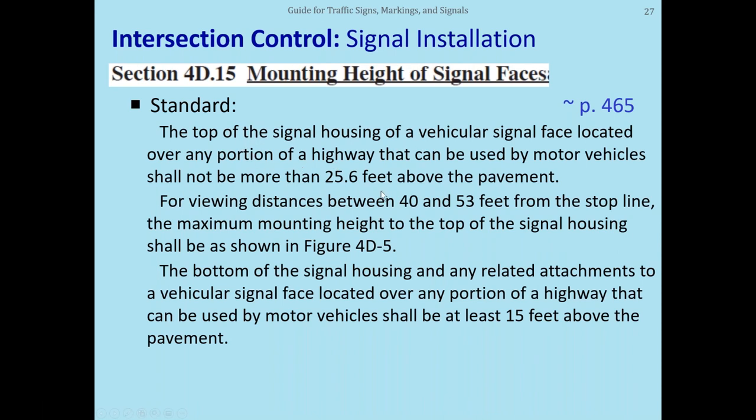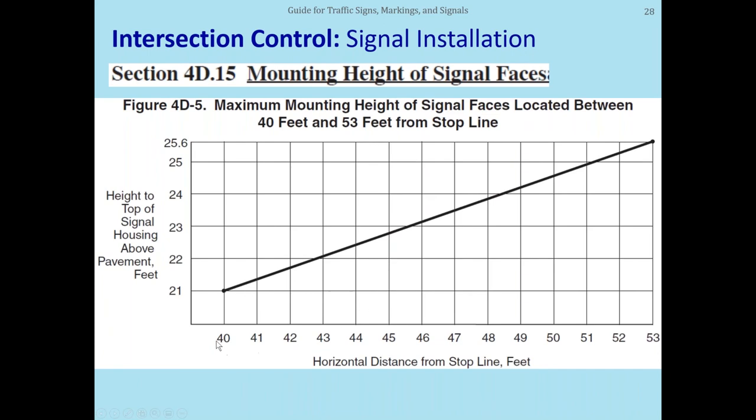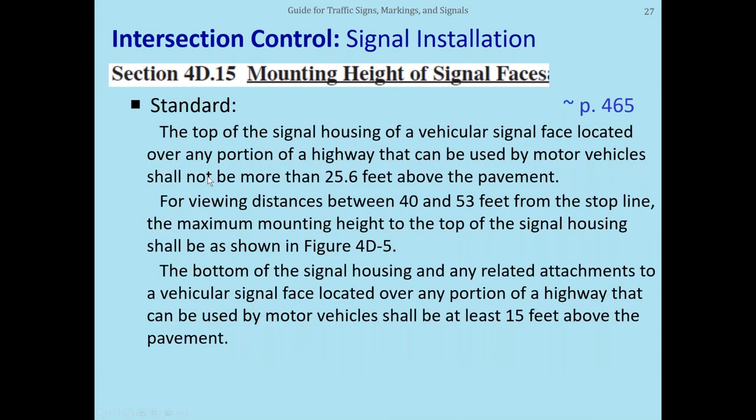Mounting height of signal faces. They provide a graph that shows you, depending on how far away the signal is from the stop line, the height that the signal is required to be. What they're wanting to accomplish with this is have the signal such that the driver can see it, as opposed to the roof of the driver's car blocking the driver's view from seeing the signal. If we all drove around in convertibles, this wouldn't be an issue. But since most of us have a roof over our head when we drive, you've got to have the signal positioned both distance and height such that the driver's field of view, the driver's line of sight, is not obstructed by the top of the vehicle.